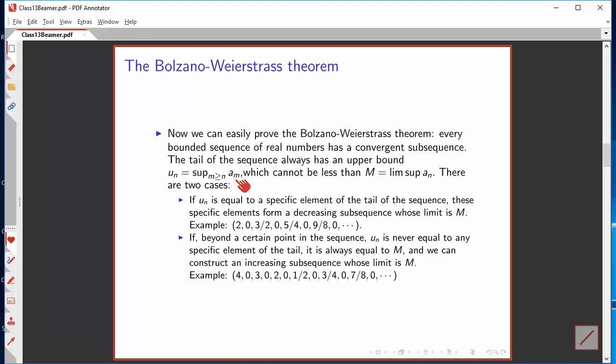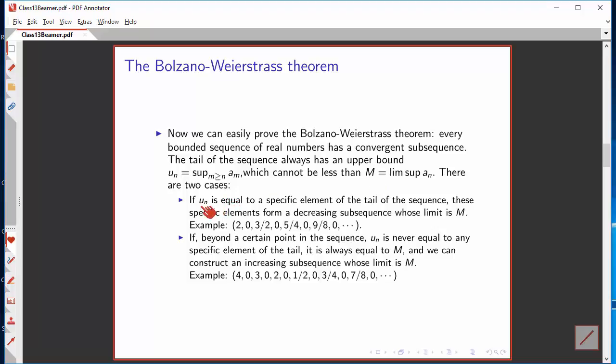Let's think about the tail of the sequence, what we get starting with the nth term for m greater than or equal to n. This always has an upper bound, and since the upper bound, the supremum, necessarily decreases as m gets larger and larger, this upper bound cannot be less than the lim sup of the sequence, which I will call capital M. Now there are two cases.